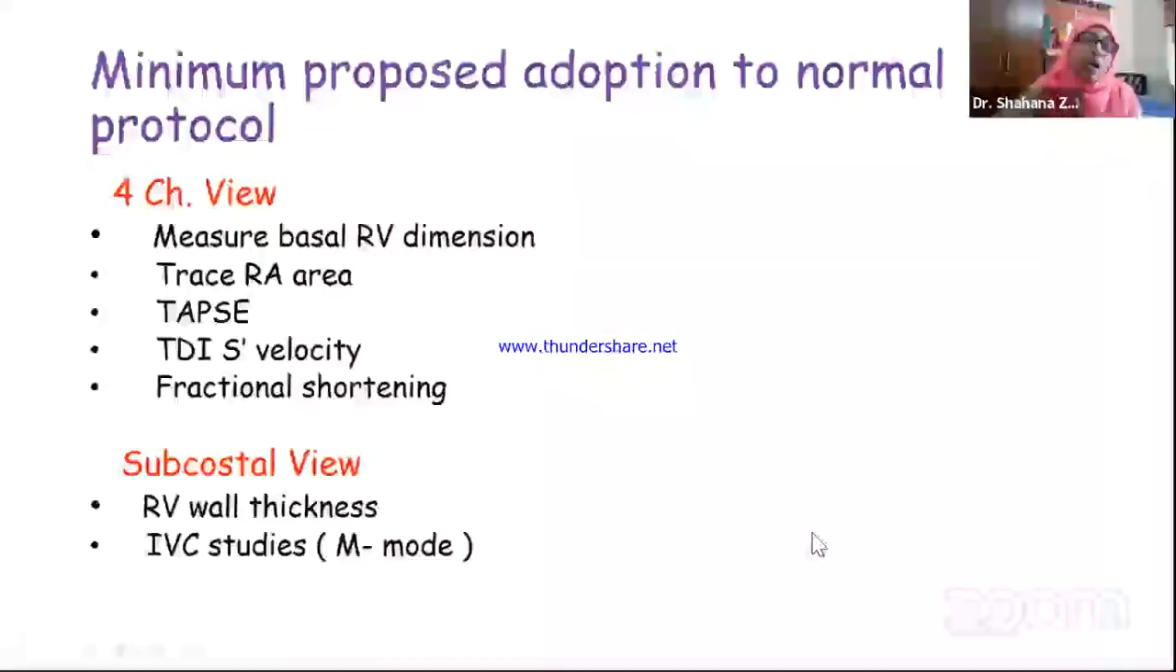Now, this is the minimum proposed adoption to the normal protocol. First of all, in the apical four-chamber view or the RV focus view, we can measure RV basal dimension, trace RA area, TAPSE, TDI S prime velocity, and fractional shortening. In the subcostal view, we can take the RV wall thickness and IVC studies.